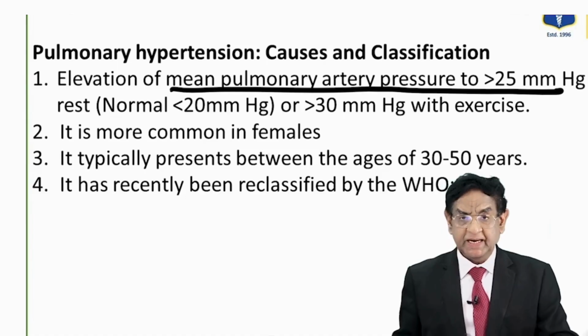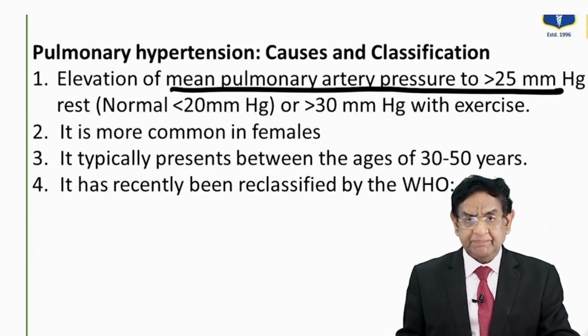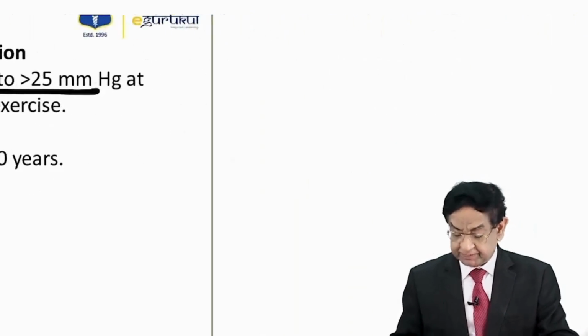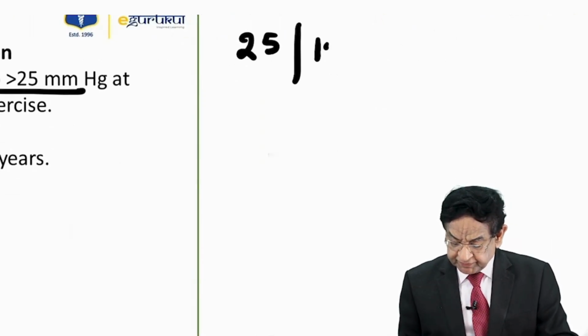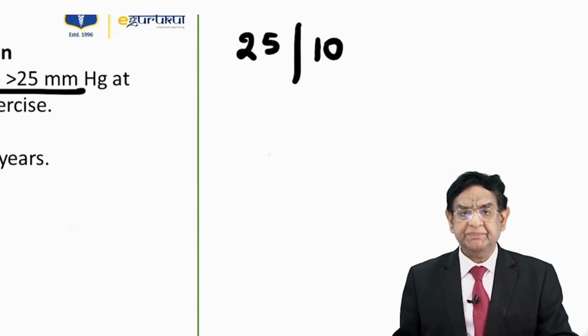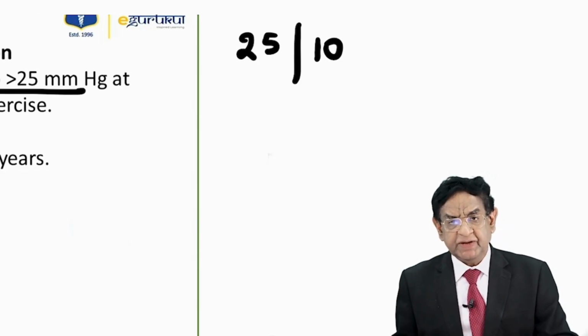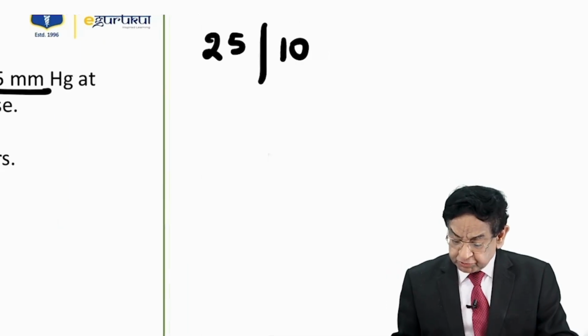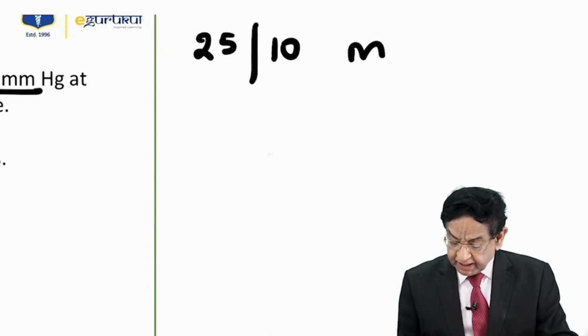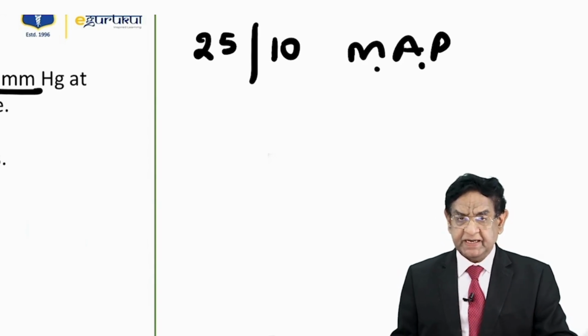Okay. Now what is this? Let me actually give you the calculation. Just now I told you the normal pulmonary arterial pressure is 25 by 10 millimeter mercury. That means systolic pressure is 25 and diastolic is 10. And now if I ask you to calculate mean arterial pressure, mean arterial pressure is MAP.